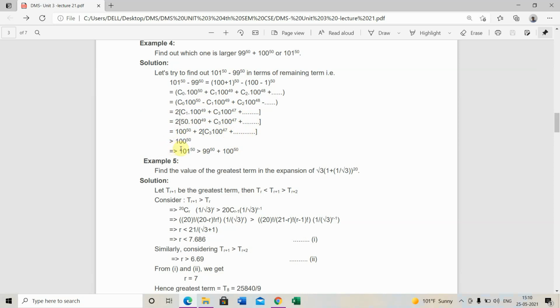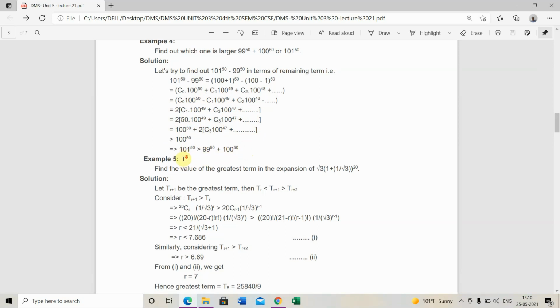So this equals 100^50 + 2 times C3 100^47 plus so on, which is greater than or equal to 100^50. So 101^50 is greater than 99^50 + 100^50.